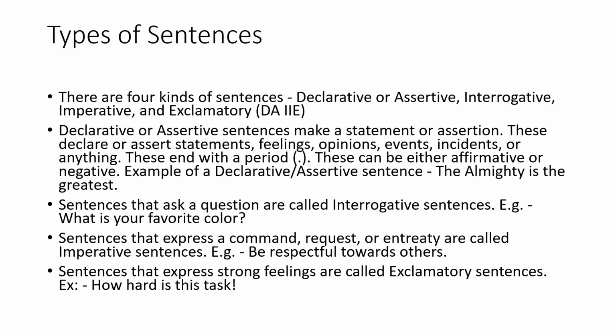So an example of a declarative or assertive sentence is: Almighty is the greatest, as all of you will certainly agree. Sentences that ask a question are called interrogative sentences. For example, what's your favorite color? Okay, so my favorite color is white. I don't know what your favorite color is.